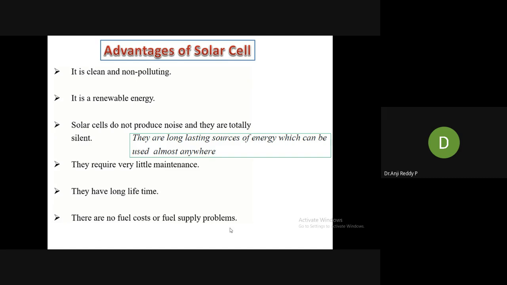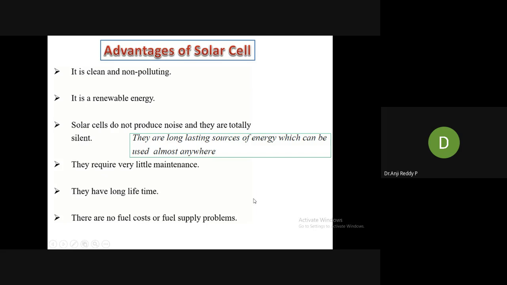These are the advantages. You can check one by one. It is clean and non-polluting. It is a renewable energy. Solar cells do not produce any noise and they are totally silent. They are long-lasting sources of energy which can be used almost anywhere. They require very little maintenance. They have a long lifetime. There are no fuel cost or fuel supply problems.